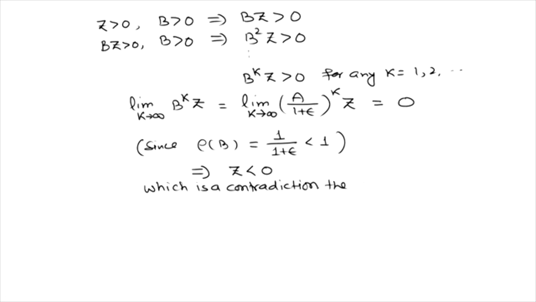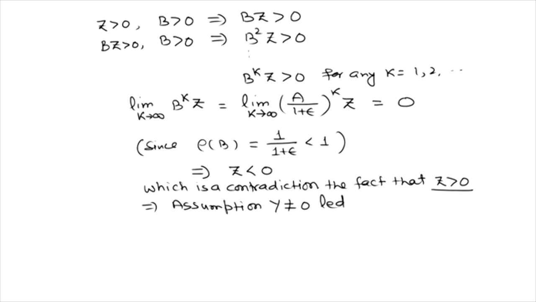The fact that we assume that z is greater than 0 means this assumption, y not equal to 0, led to a contradiction. It means y can be 0, which means equality holds. That was the thing which we needed to prove.